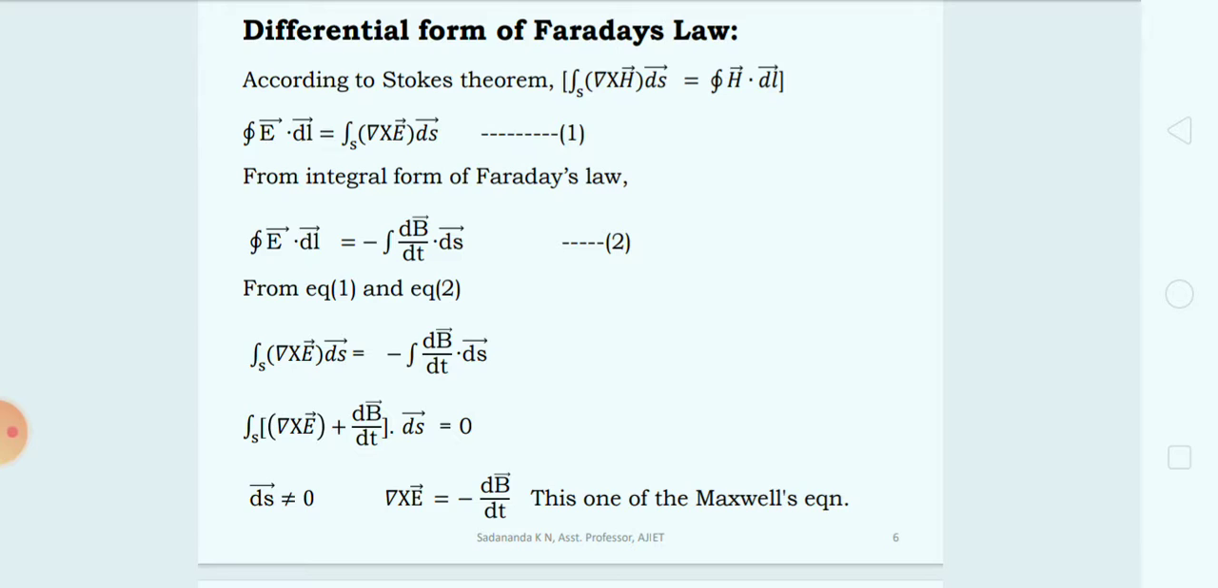Now, from the integral form of Faraday law, the line integral of vector E dot dl, that is nothing but the EMF induced in the loop, is equal to minus dou by dou t of B dot ds. That's the integral form.